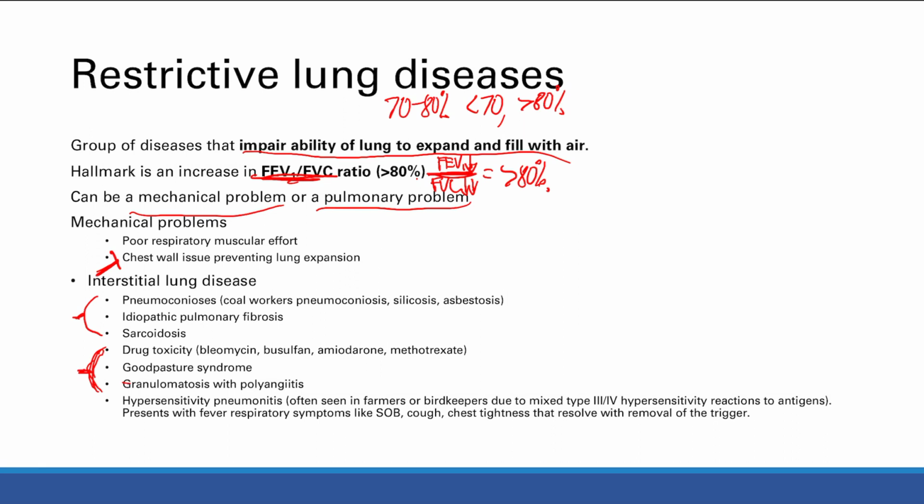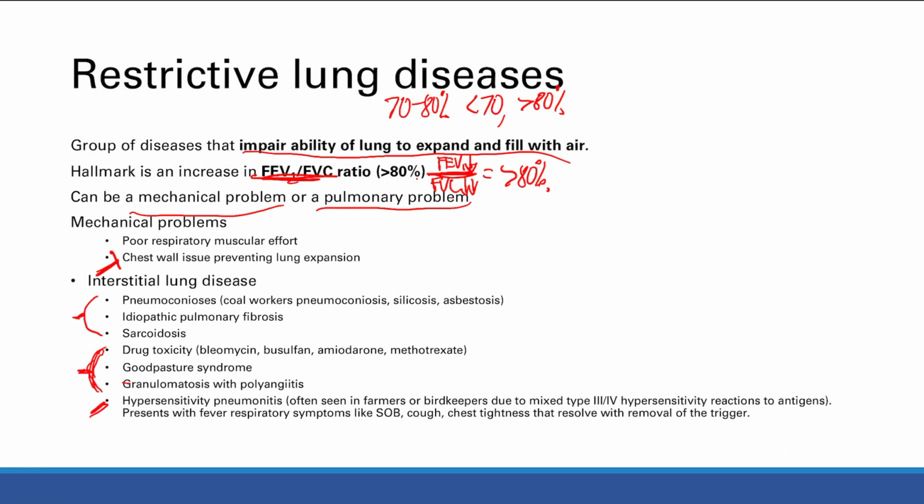And then this one, granulomatosis with polyangiitis, aka Wegener's disease. Remember, it's the small vessel vasculitis. It hits lots of parts of the body. It hits the upper respiratory tract, it hits the lower respiratory tract, hence this interstitial lung disease. It hits the kidneys, also causes the RPGN.